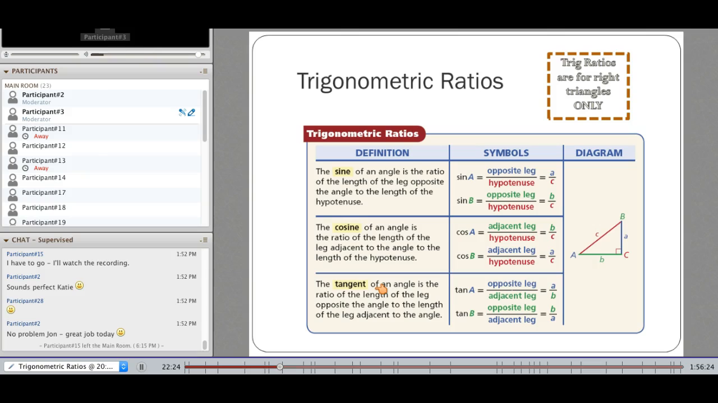And then the last one is the tangent of an angle. The tangent of an angle is the ratio of the length of the leg opposite that angle to the length of the leg adjacent to that angle. So opposite over adjacent. So if we're looking at angle A, side A is the opposite, and the adjacent is side B. So the ratio would be A over B. Okay?